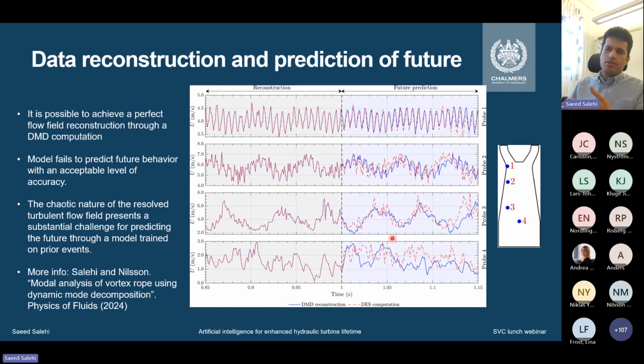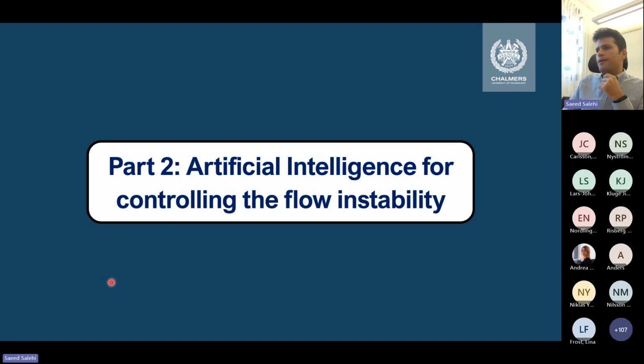So these results are published, or will be published very soon, in Physics of Fluids. The paper is accepted, but I think it will be online quite soon. So in the second part of this presentation, I want to talk about how we can utilize artificial intelligence to control this instability, to help improve the lifetime of the machine.